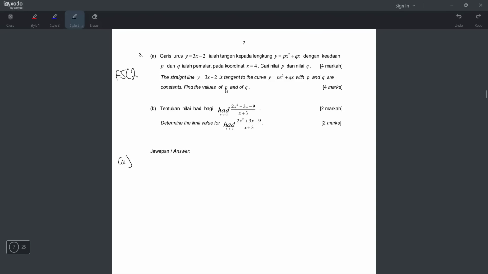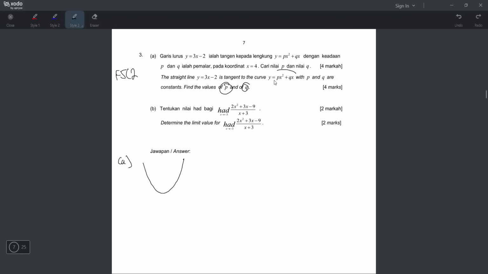With p and q are constants, find the values of p and q. Okay, to explain this, I will draw it out. There's no marks for the drawing, but I just draw it so that we can understand the question better, and all you students can understand it also.